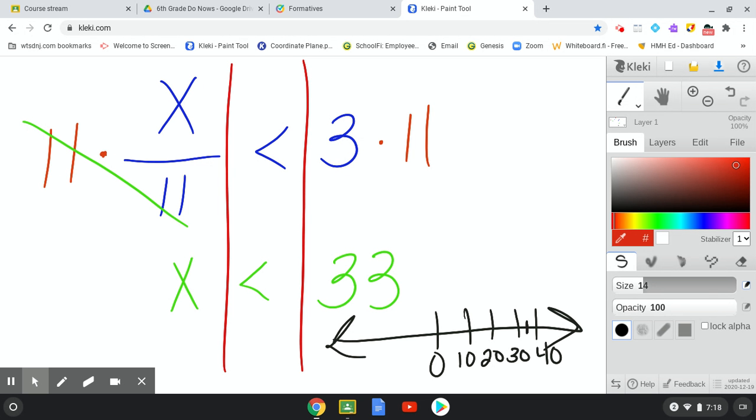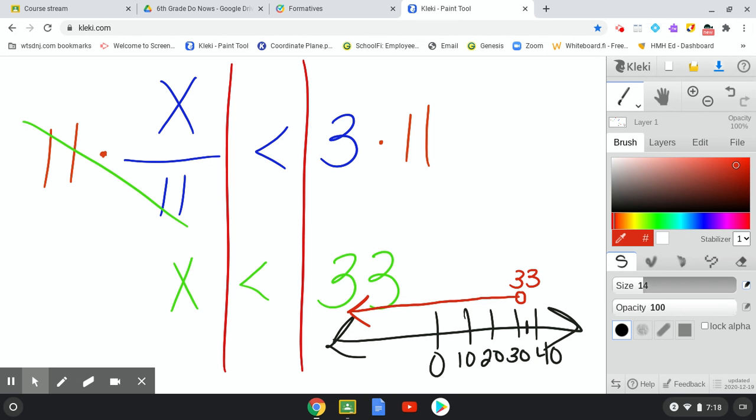So 33 is about here. I'm going to put an open circle. And my inequality symbol is pointing left, so I'm going to draw my arrow going left. And then I would put 33, just so I know that that is supposed to be 33.